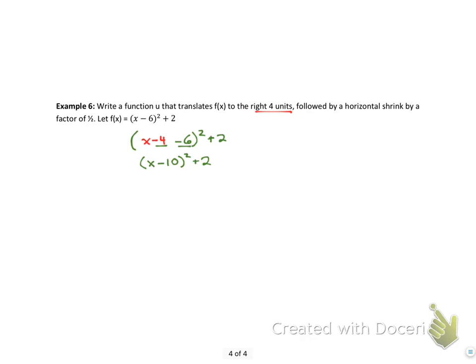Then we have a horizontal shrink by a factor of 1/2. So we're going to put that on the inside again. Remember, we flip it, we put it in front of x, but we need an inside in order to do that. It was 1/2, so we turn it into a 2, so that's a 2x. Now again, nothing in front of the parentheses, so we don't have to distribute that. We are not distributing horizontal stretches and shrinks. We only actually distribute vertical stretches and shrinks.